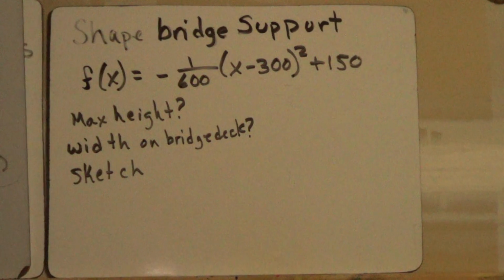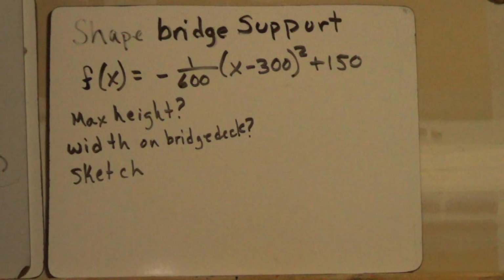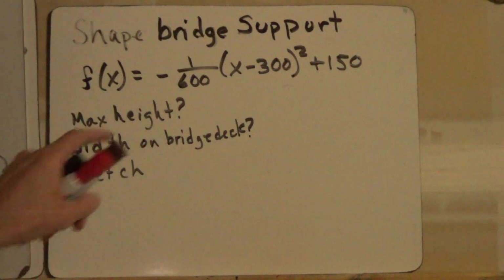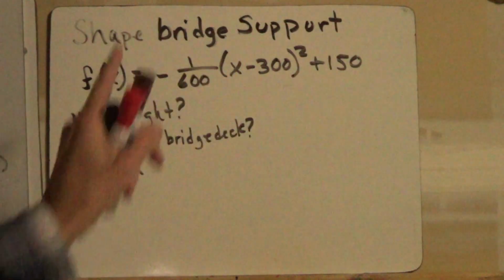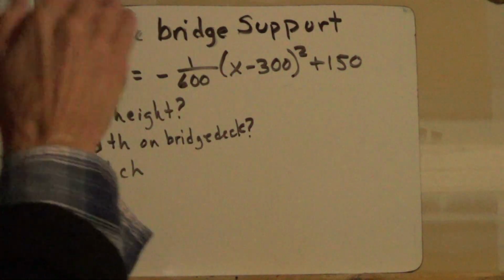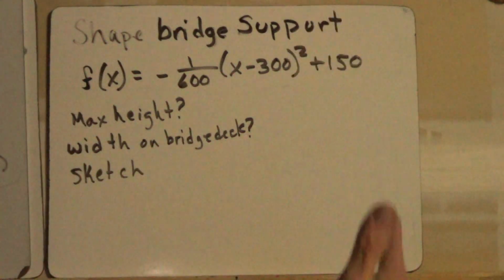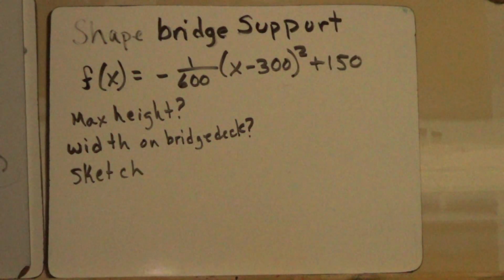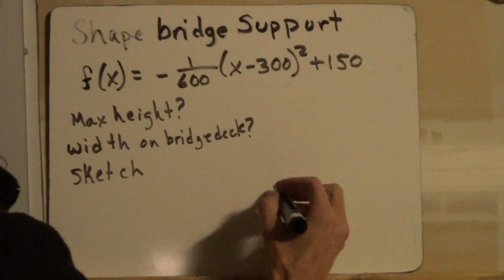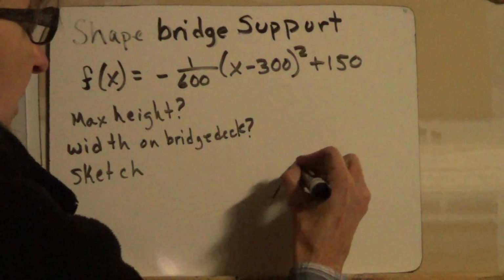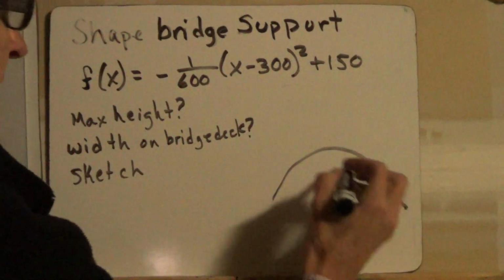Okay, now we're given a bridge support. I'm just going to tell you up front, if you have a problem that's giving you vertex form, they're either going to want to know a maximum height, or they're wanting to know the time to get to the maximum height, or possibly the width of it. Okay, so the first thing we want to do is just kind of sketch it so that we're picturing it in our mind. We've got some kind of a bridge support going here.